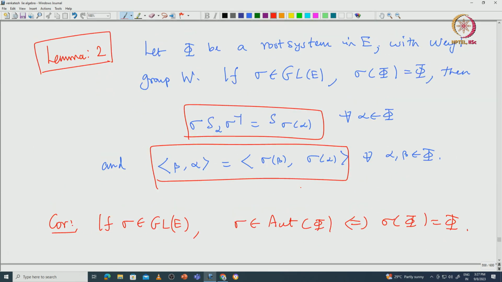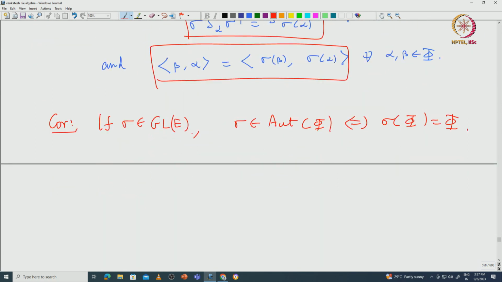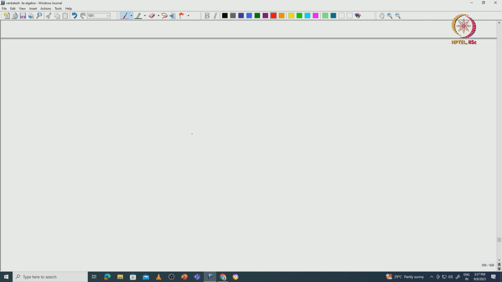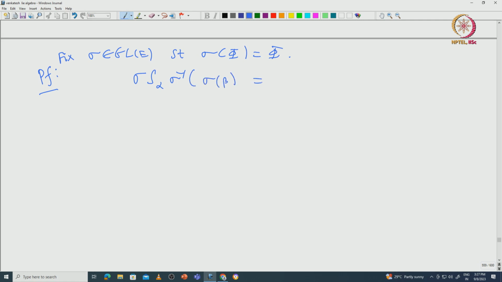Let us start with σ that leaves Φ invariant. We need to conclude that σ S_α σ^{-1} must be S_{σ(α)}. So, let us compute this σ S_α σ^{-1}. Here is the proof. You fix this σ inside GL(E) such that σ just leaves Φ invariant. Now compute how σ S_α σ^{-1} acts. Note that if you compute this on σ(β), for any β we get that it is exactly equal to σ S_α(β). So, if β comes from this Φ, then it is immediate that σ S_α σ^{-1} of this σ(β) will lie again inside Φ.